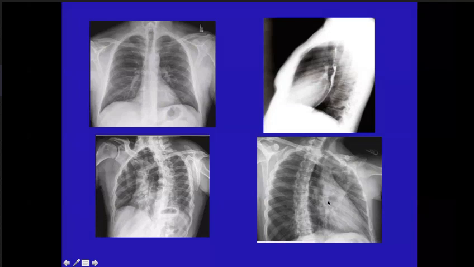Okay. Now imagine this X-ray. You rotate this way, so that the left shoulder comes forward and the right shoulder goes backwards. When the left shoulder comes forward and the right shoulder goes backward, and you are looking from this side, then the left ribs will be in front and the right-sided ribs will be behind.